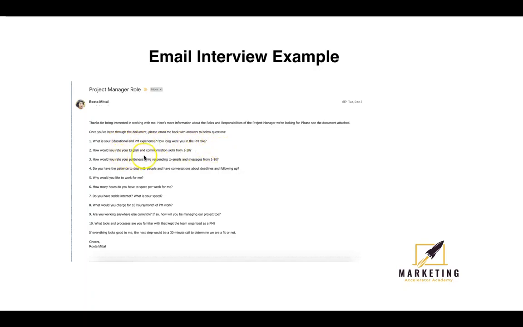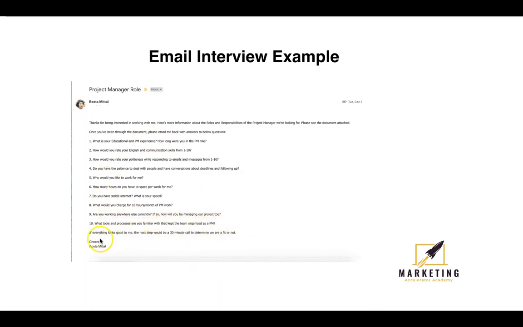How would you rate your English and communication skills? How would you rate your politeness? Do you have the patience to deal with people? Why would you like to work for me? How many hours do you have to spare per week? Do you have stable internet and what is its speed? What would you charge for 10 hours a month of PM work? Are you working anywhere else currently? If so, how will you be managing our project? I just want to know where they are workload-wise. What tools and processes are you familiar with?